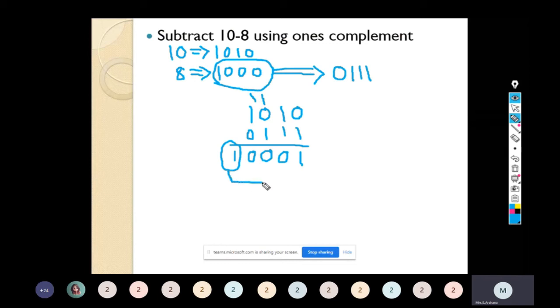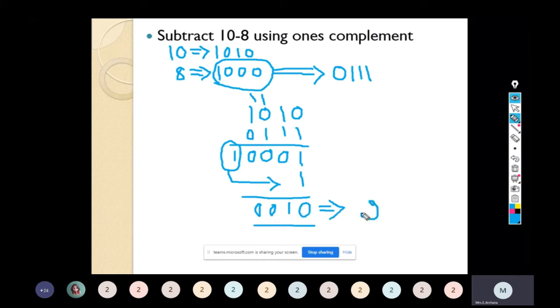So the next step, we are going to add this carry to the sum. Yes. Now what will be the answer? 1 plus 1 will be 0, carry over 1. 0 plus 1 will be 1. Then 0, 0. So the answer is 0010. This is equivalent to the decimal number 2 using 8421 code. 10 minus 8 is 2. We got the answer. This is the way we subtract 10 minus 8 using 1's complement.